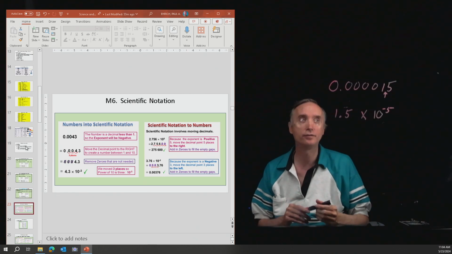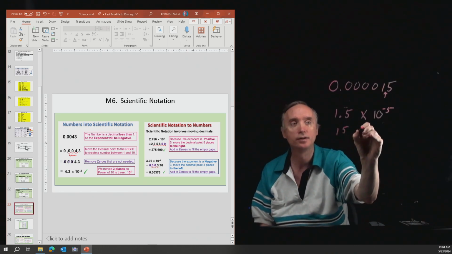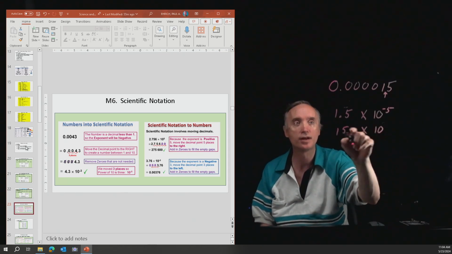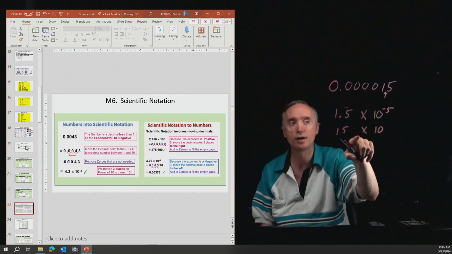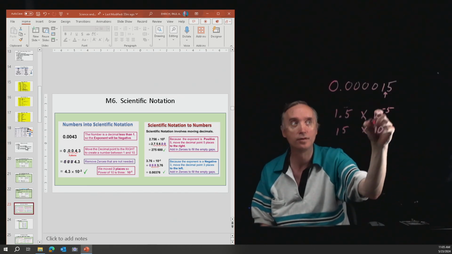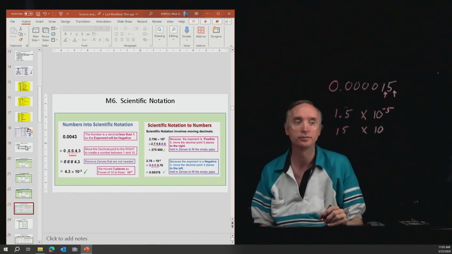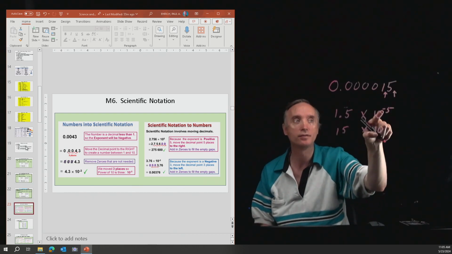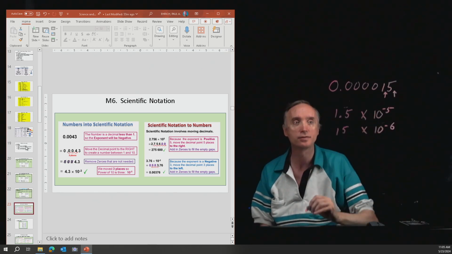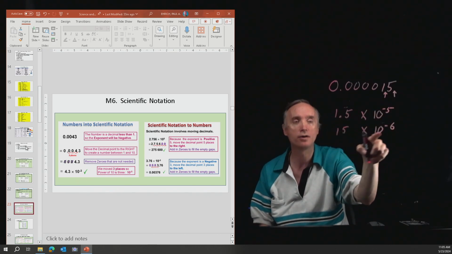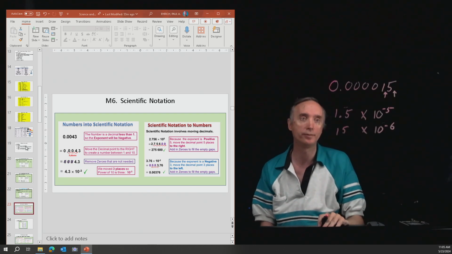Now, what about if you wanted to make it 15 times 10? So now this was standard scientific notation, but what about if we wanted to write it like this? Well, this time we would want to move the decimal point over to here. And so then that means that instead of a negative 5, it would be a negative 6. So both of these are correct numbers. It just depends on where you want to put the decimal point.